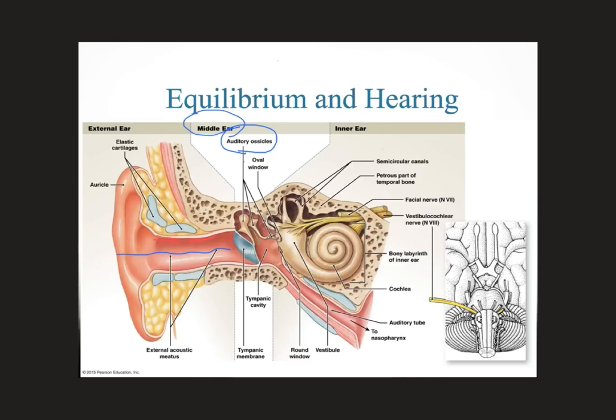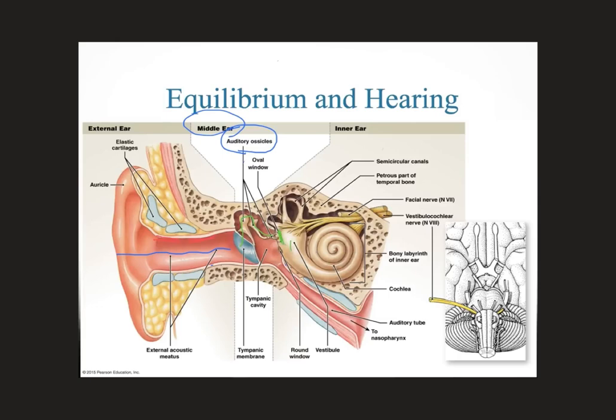So your first one is your malleus, your second one is going to be your incus, and your third one is going to be your stapes. Now if you notice over here, once your tympanic membrane vibrates, it causes your auditory ossicles to move. Once they move, the stapes is going to hit the oval window.